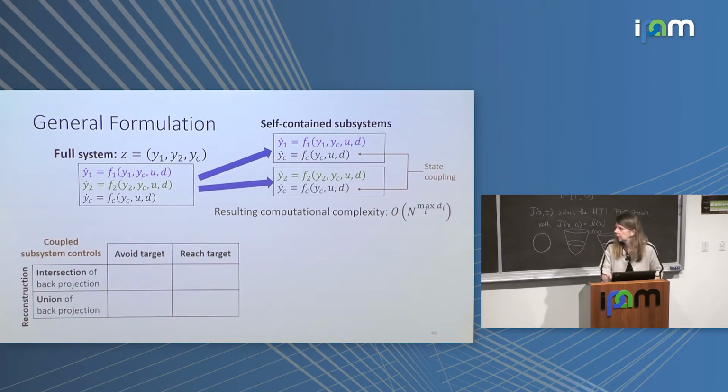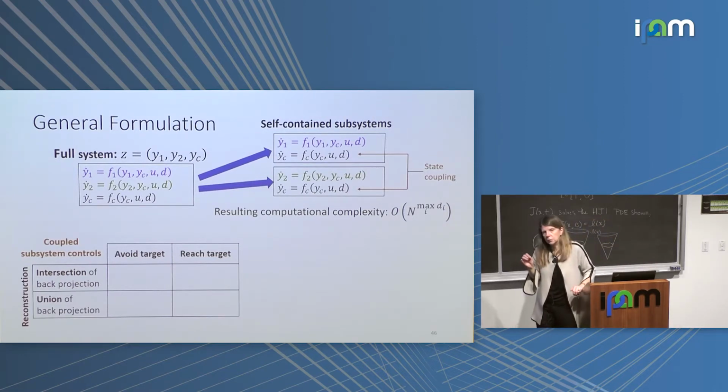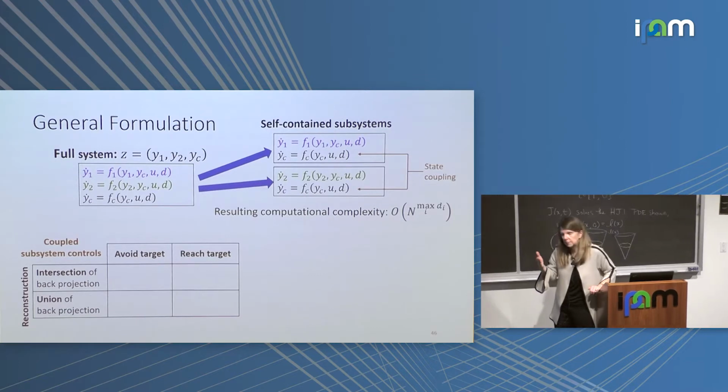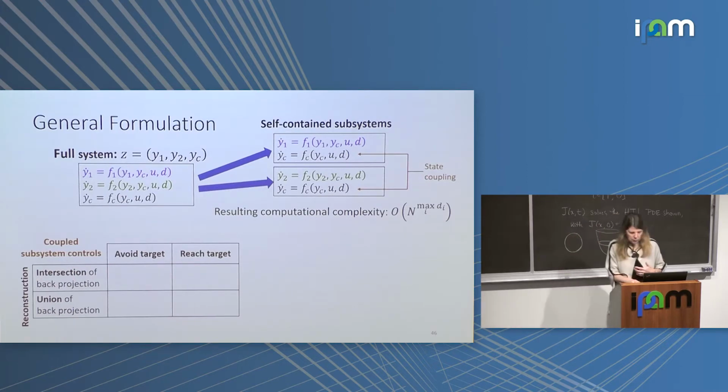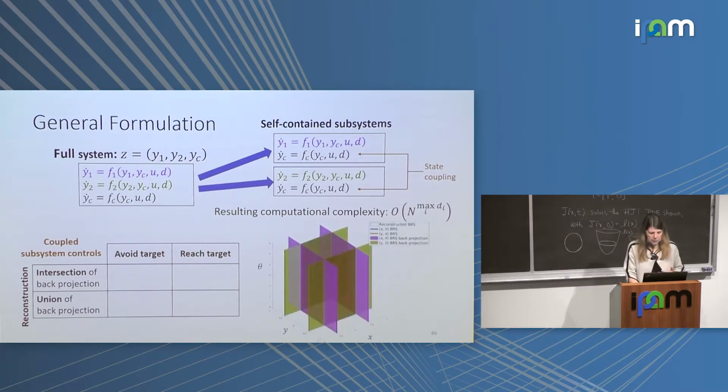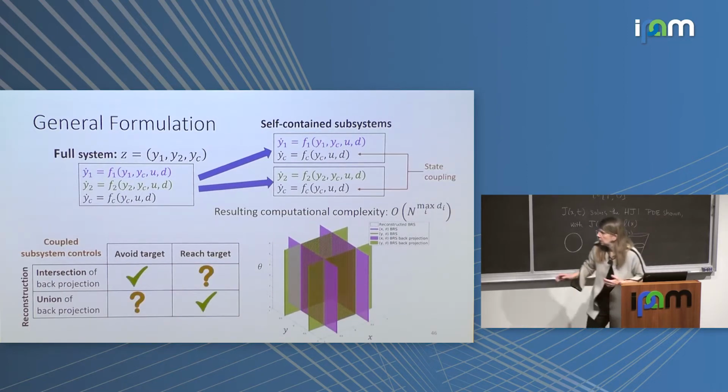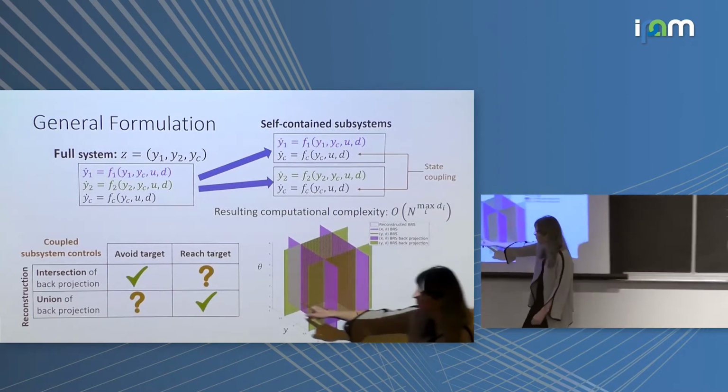And then, we can classify problems in terms of 2 axes. What the control problem is trying to do: are you trying to avoid a target or reach a target? And then the reconstruction: can you represent your initial data as the intersection of back-propagated subspaces or the union of back-propagated subspaces? And if you couple the controls, you can solve 2 of those problems. Like the problem that I just showed you, there's 2 we don't know how to solve yet.